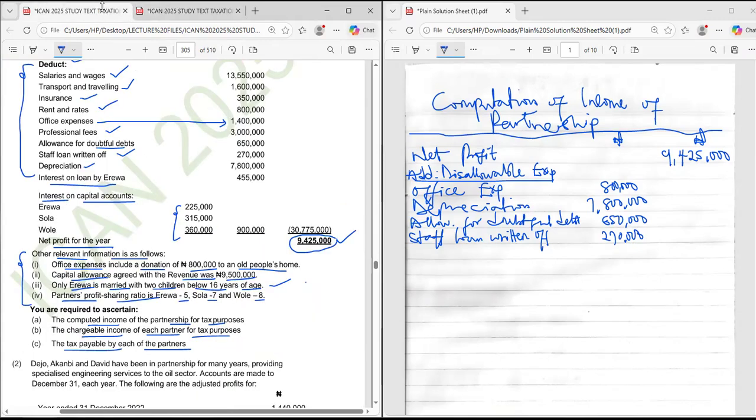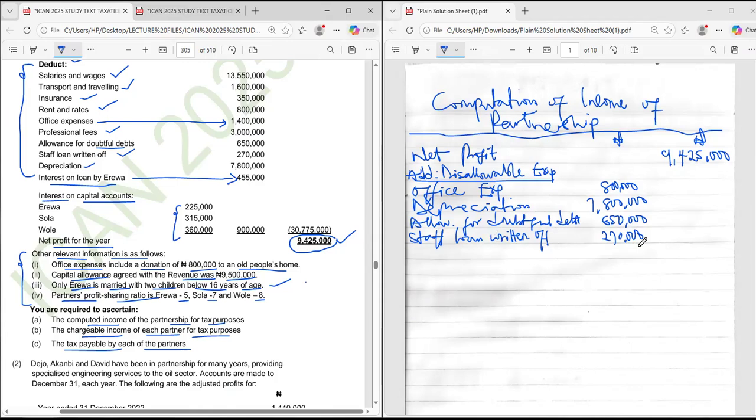Now, if you notice, we are done. Staff loan has been done. Depreciation has been done. Now, interest on loan by Erewa and then interest on capital accounts. They're allowed. As a business, the business is the one making that payment. So it's allowed. Remember I was telling you that all those transactions with partners, we'll still go and treat them when we are calculating the tax of the partner. You understand? So it is allowed because the partnership was the one paying this set of people. I get it now. Good.